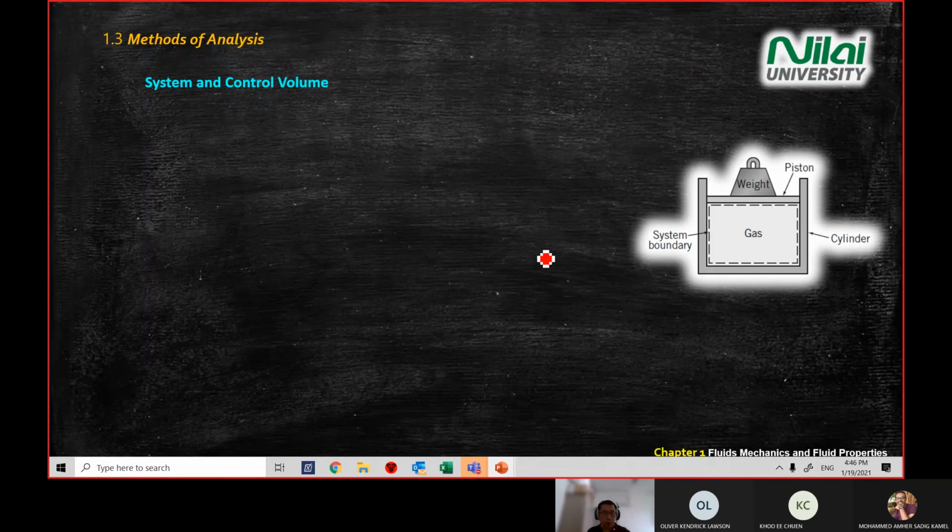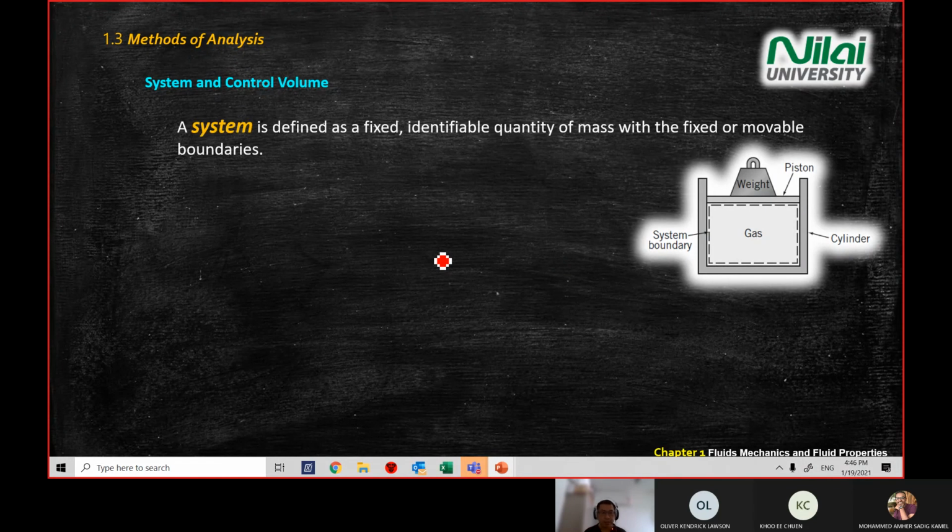Okay, we go for a few more definitions and then we go for a short break. We look at a system and a control volume. So in your tutorial question number 6, what is a system? A system is a quantity of mass in a fixed boundary. In the diagram on your screen, you have a boundary given by a dashed line. All the mass inside this dashed line is called the system.